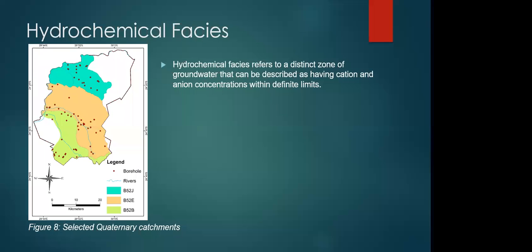Hydrochemical facies. So hydrochemical facies refers to distinct zones of groundwater that can be described as having cation and anion concentration within definite limits. So in the study area, 3 quaternary catchments were selected. For each of the quaternary catchments, a Piper diagram was developed to determine the groundwater types in those quaternary catchments. So the quaternary catchments are B52J, B52E, as well as B52B.